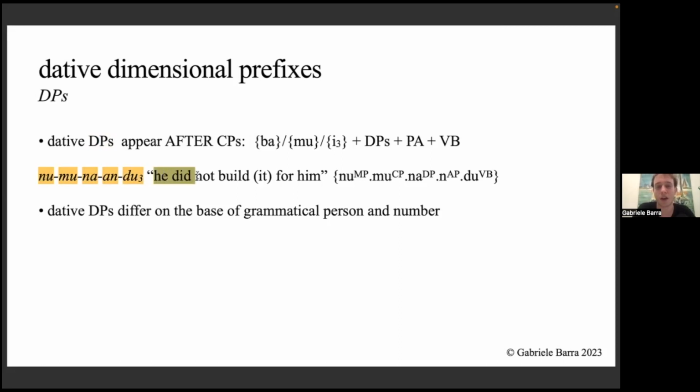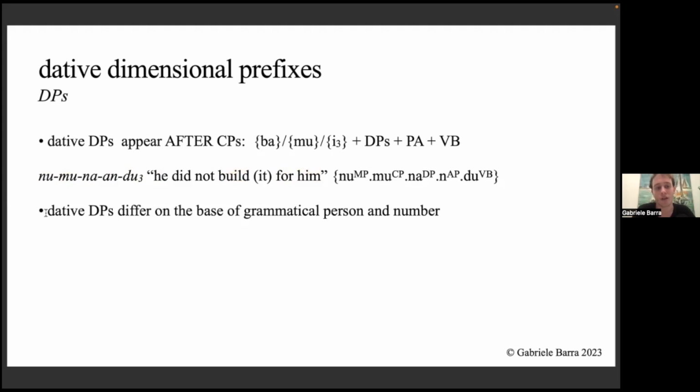Meaning being, he did not build it for him. So if we analyze all the elements one by one: du, three, built; n, so the n, sorry, not an, I guess, so only n, he; na, for him; mu, which doesn't really have a direct translation; and nu, did not. So that is basically as complex as Sumerian verbs can get.